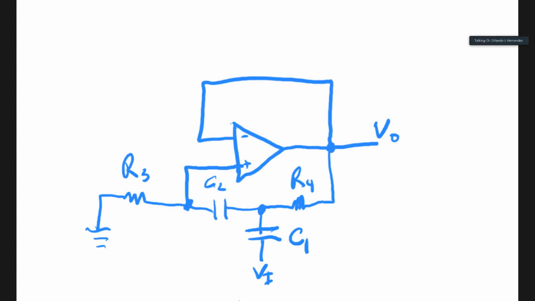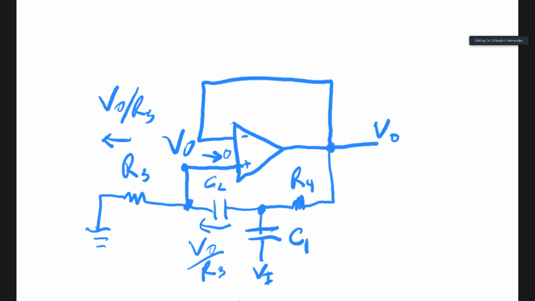I can see is that because of the virtual short, this point over here is VO. Okay? And if that is VO, then the current through R3 is going to be VO over R3. This is so far just Ohm's law here. And now, since there is no current coming in here, that current is zero, the current through C2 is the same as the current through R3. So now I have the current here is also VO over R3.